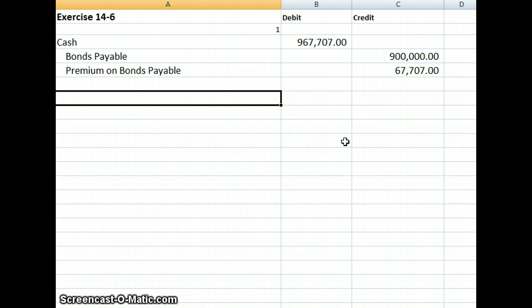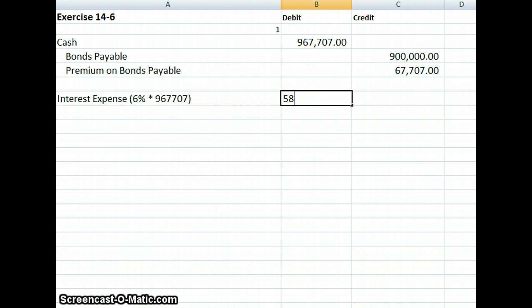And okay, next we're going to record the interest expense for 2009 at the effective rate. So our effective rate is 6%. So first thing we're going to do is we are going to have interest expense, and it's going to be calculated at our market rate of 6% times our amount we received of $967,707. Okay, so our interest expense is going to be $58,036.